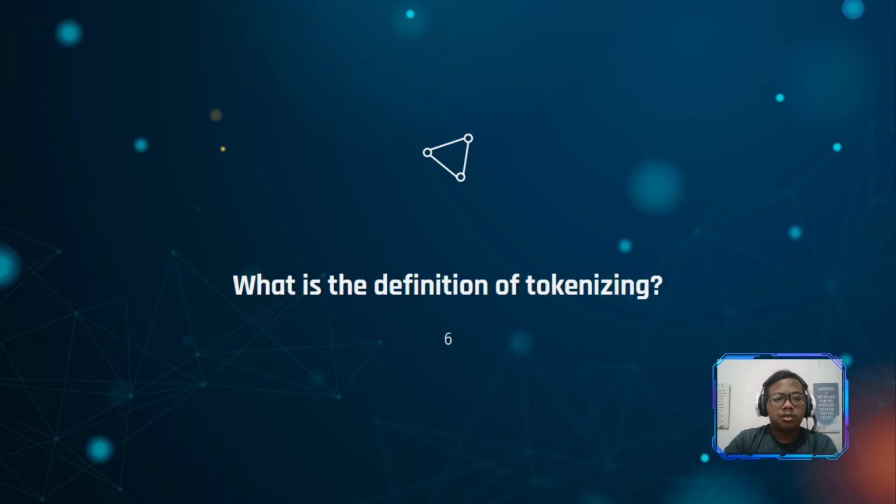The next question is, what is the definition of tokenizing? Tokenizing breaks down a set of characters in a text into word units. How to distinguish certain characters that can be treated as word separators or not. For example, white space characters such as enter, tabulation, and space are considered word separators.